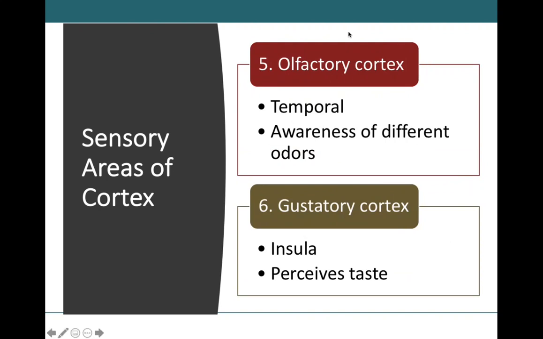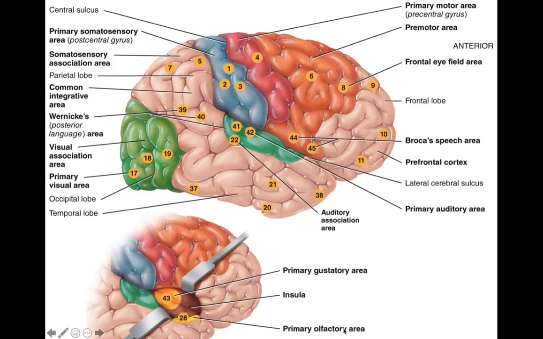The olfactory cortex is going to help us distinguish different odors, and the gustatory cortex is going to help us perceive different tastes. The primary olfactory area can be found in the temporal lobe, and we'll actually find the gustatory area found nestled in with the insula.